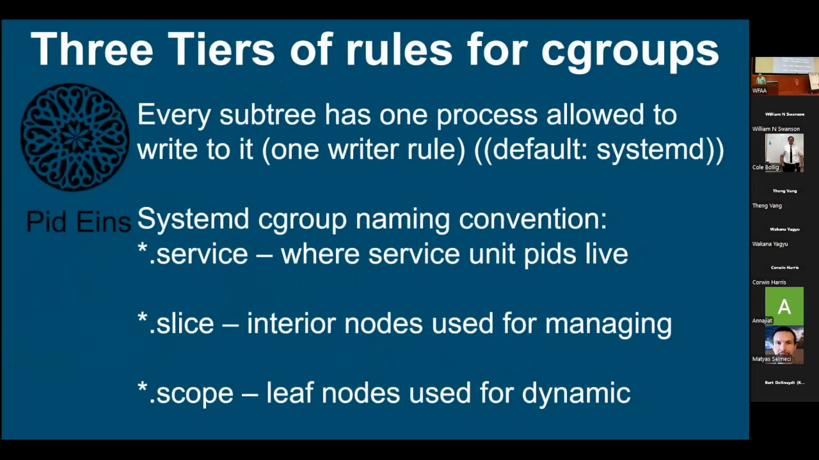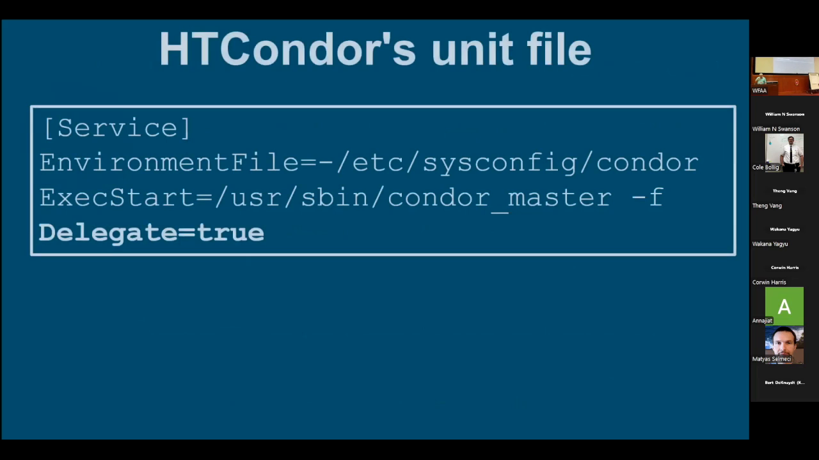Okay, so the second tier of rules is more like sort of human law, and this comes from systemd. So you can break it, but there may be a punishment. And again, changing the rules is a little bit tricky. The systemd rule is that every cgroup subtree has one manager process that's allowed to write to it, and by default, that's systemd, process one, that starts everything. And systemd has some naming conventions for where things live. To tell systemd that you would like to be the manager of a certain subgroup, cgroup, or cgroup subset, you use the Delegate property in your unit file.